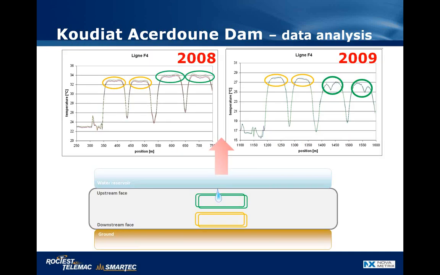Finally, in this plot, it is possible to see how the system reliably detected a water infiltration that occurred in a critical area close to the upstream wall. It is possible to see how the temperature dropped down, showing a thermal anomaly correctly detected by the system.